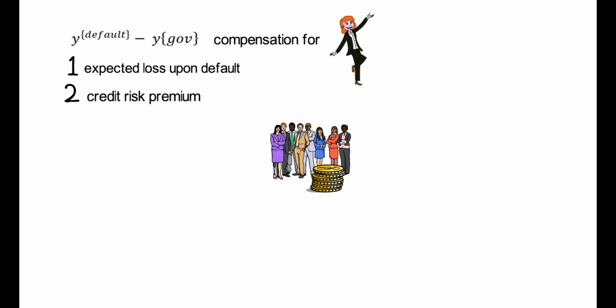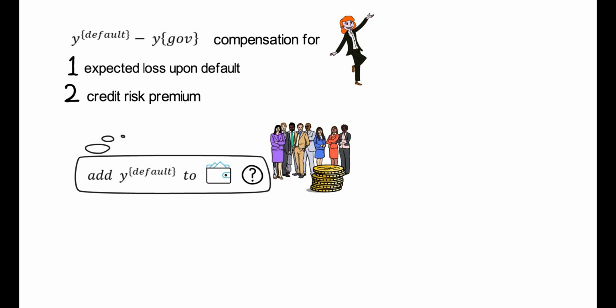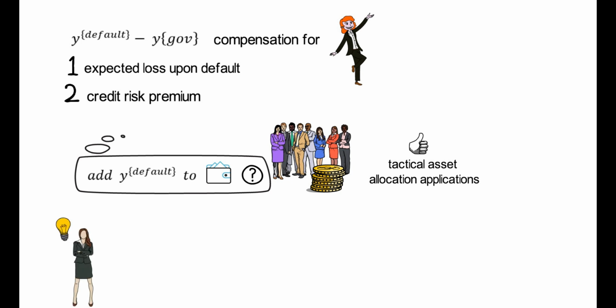Some investors question the benefit of adding corporate bonds to a strategic asset allocation, while others emphasize the relative benefits for especially tactical asset allocation applications. So a tactical asset allocator would place bets on the expected change in credit spreads.